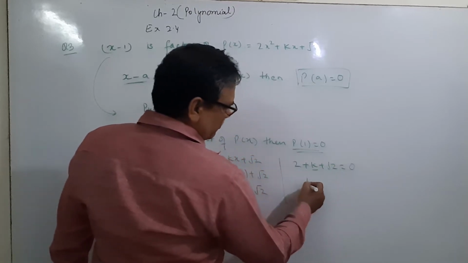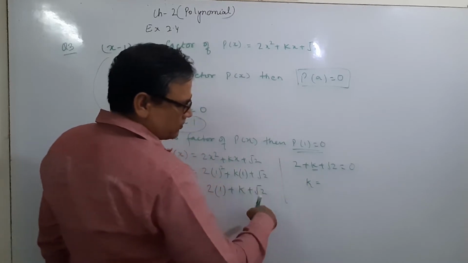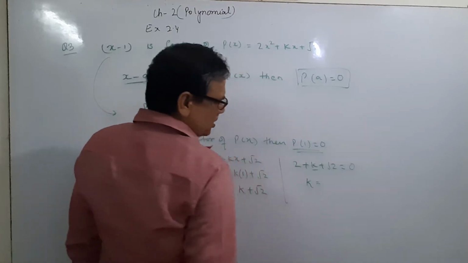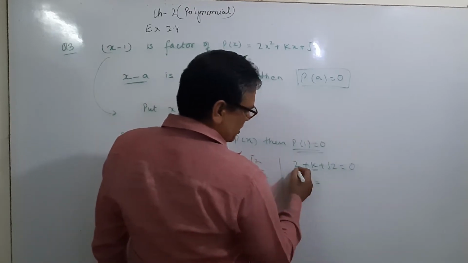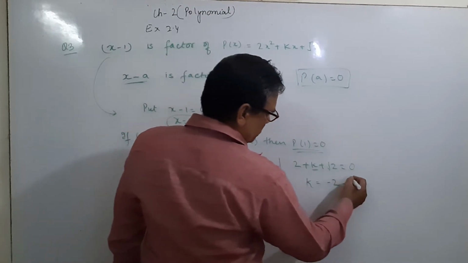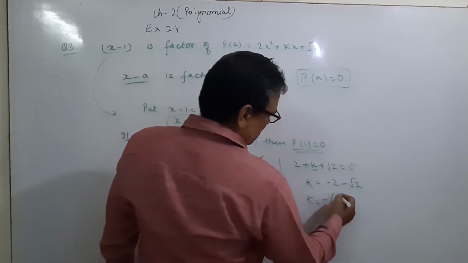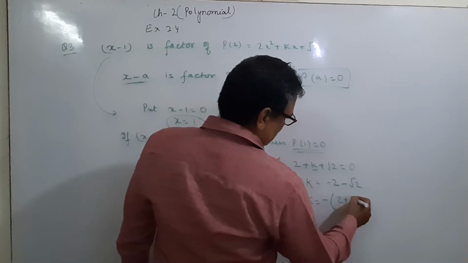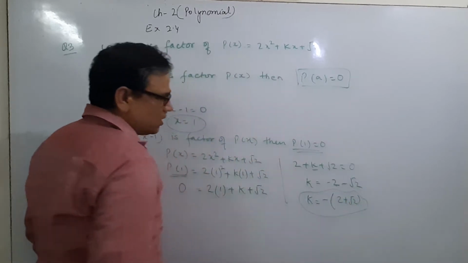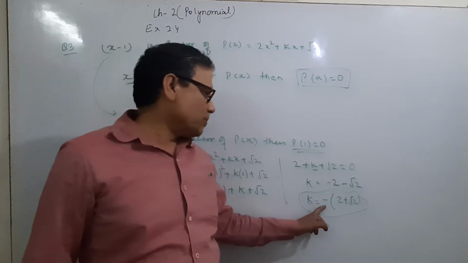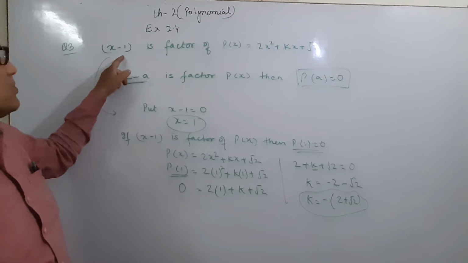Find the value of k. To find k, we have to keep k on the left side and transfer the others to the right-hand side. When we transfer to the right-hand side, the sign will change. Here it is minus 2, here it is minus root 2. Then what is the value of k? Minus is common, so 2 plus root 2. The value of k is equal to minus bracket 2 plus root 2, if x minus 1 is a factor of this.